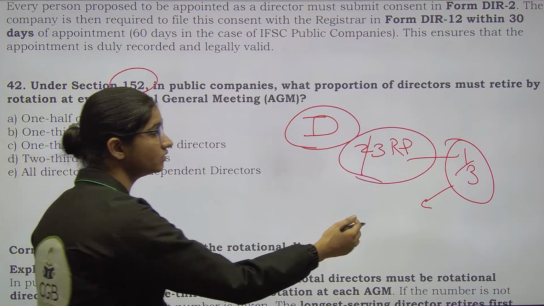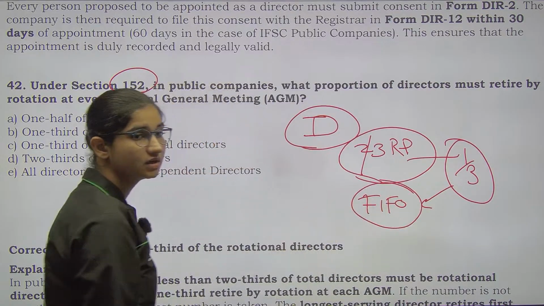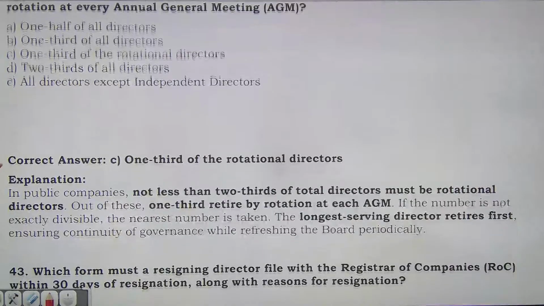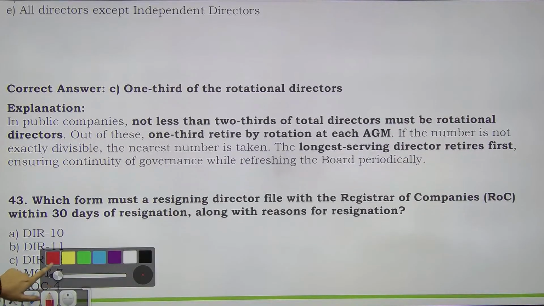Okay, and in what way will they retire? They will retire on a FIFO basis, that whoever has been holding the office for a longer period of time, that director will retire first. So that was all about this question, question number 42. Now we are moving forward to the next question, question number 43.